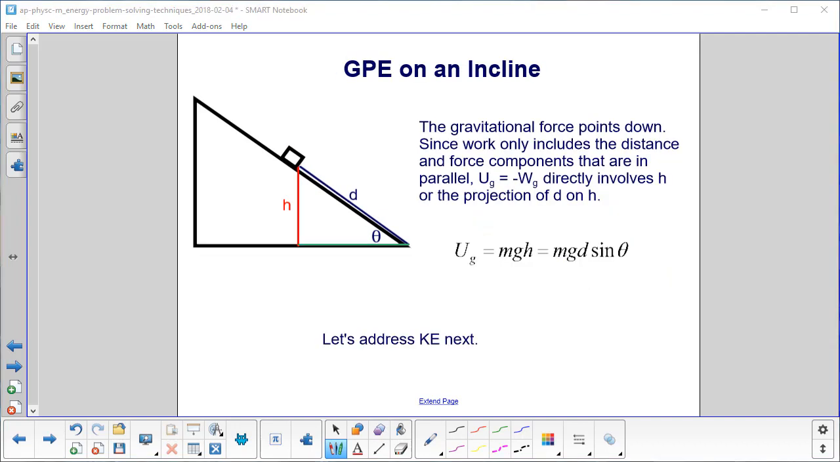Now to answer our question. The gravitational force always points down. Now work only includes the distance and force components that are in parallel, because the potential energy is equal to the negative of the work done by the gravitational field. That directly involves this term right here. h is in the same direction as the gravitational force. d is not. However, if we take the projection of d on h, well, that's d sine theta. h is equal to d sine theta. That would work. So your potential energy directly depends on h and kind of indirectly on d. You have to multiply it by sine theta.